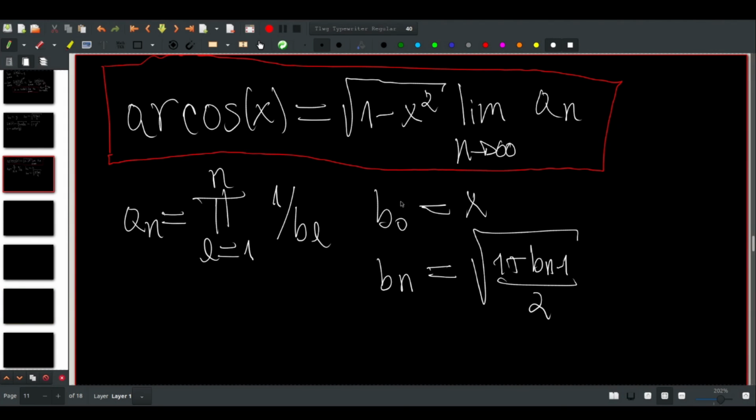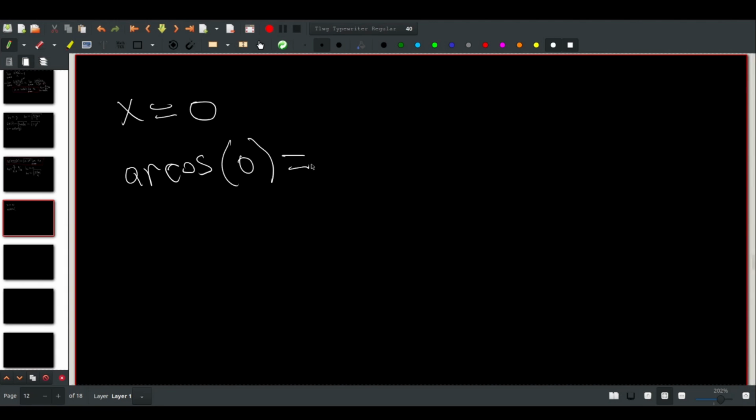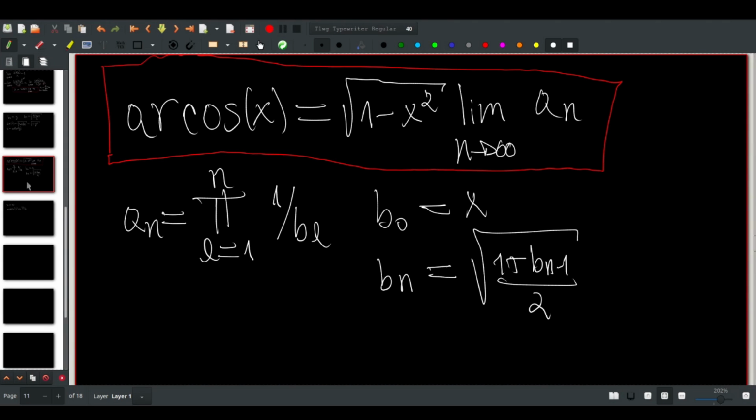Okay, so now we want to make use of this formula we just found to find some approximations for pi. The first approximation for pi we will find by using x equals 0. By using x equals 0, we can evaluate both sides of the equation. The left-hand side gives us that the arc cosine of 0 is equal to pi half.